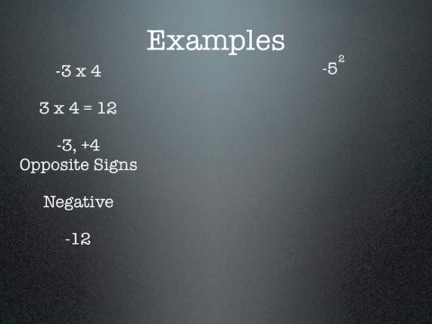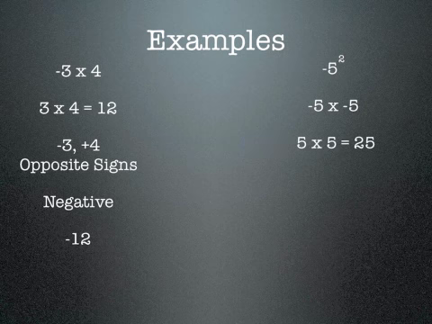Alright, let's take a look at this example. Negative 5 squared. Well, negative 5 squared means negative 5 times negative 5. Again, I'm just going to do this math just like if it was positive numbers. 5 times 5 gives me 25.